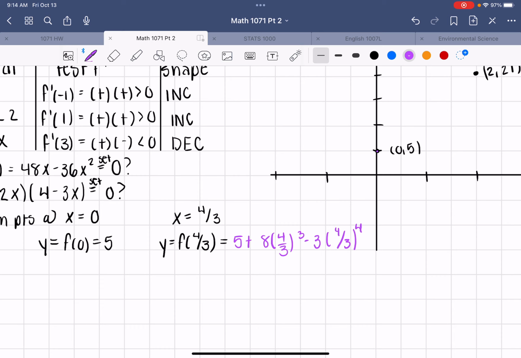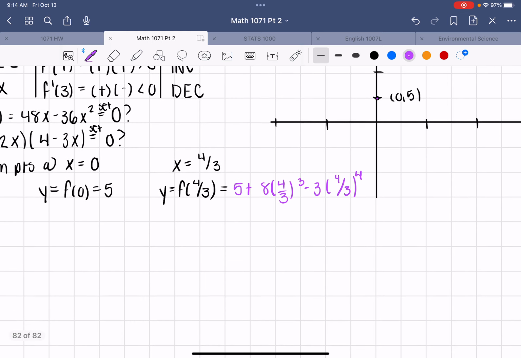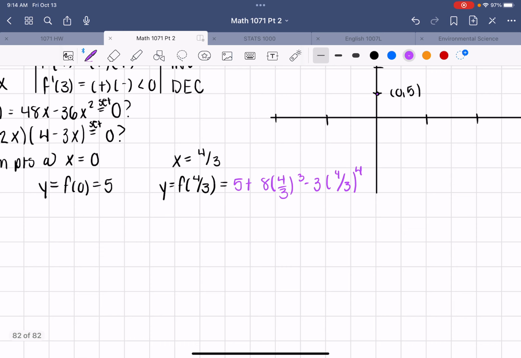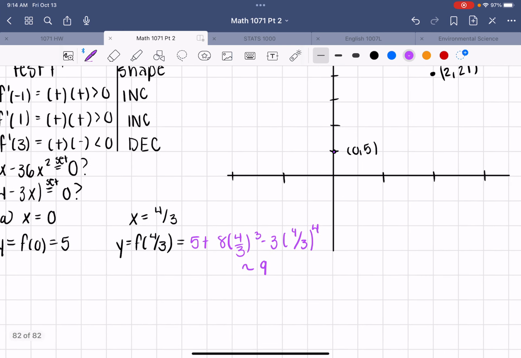You don't have your calculators, so just ballpark it. That's a little bigger than 1, that's 13. 13 minus 4 is about 9. And so at 4/3, it's right about there, no, right about 9. So 4/3, 9.